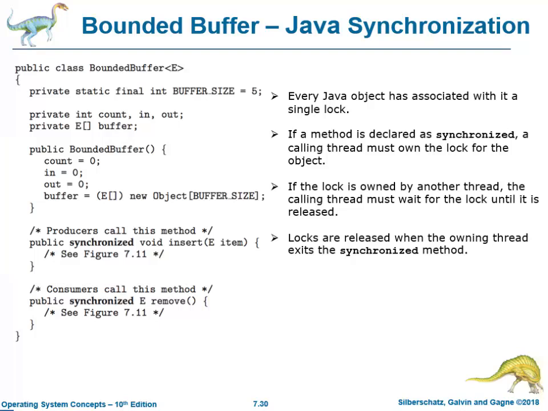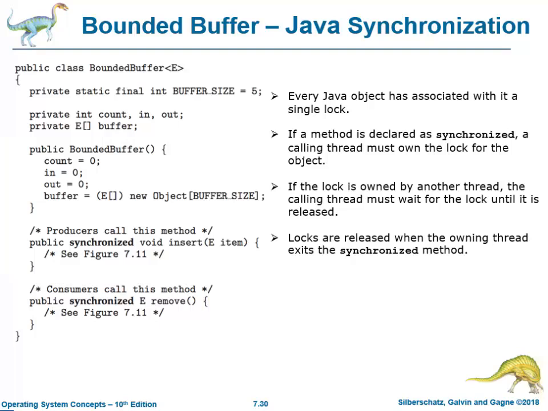In this example, we have a class called BoundedBuffer. The first part is the private data part. Then we have the constructor, public BoundedBuffer. This method has the same name as the class name, so this is the constructor. Then after the constructor, we have two methods. One method is called insert. Another method is called remove.